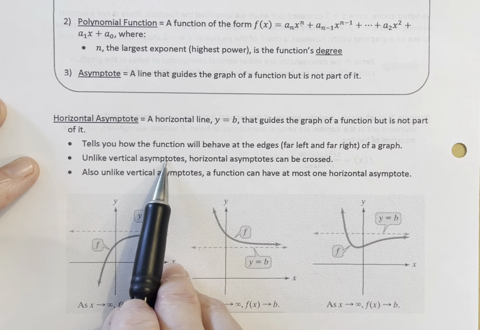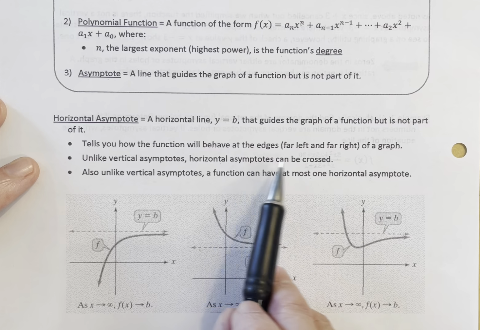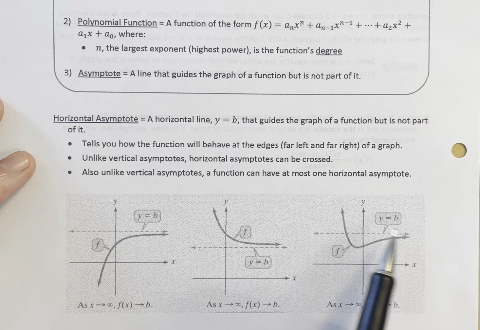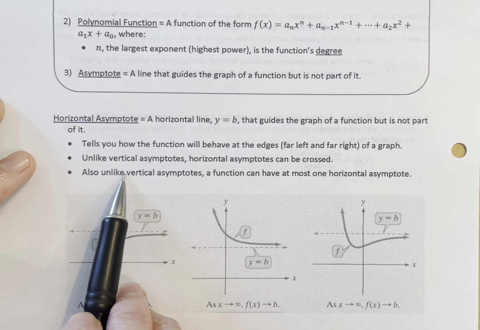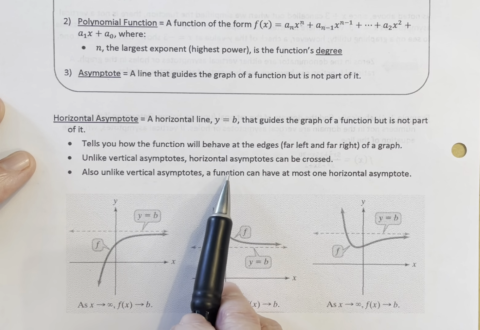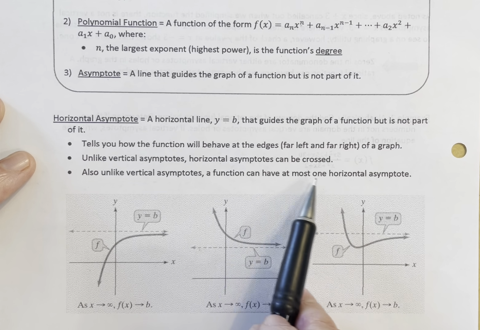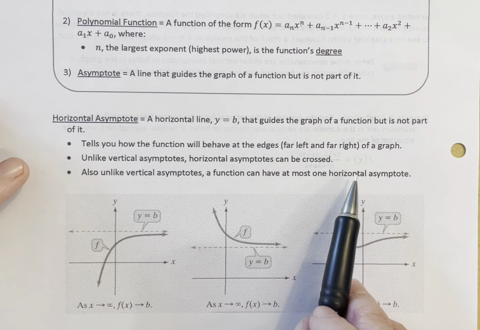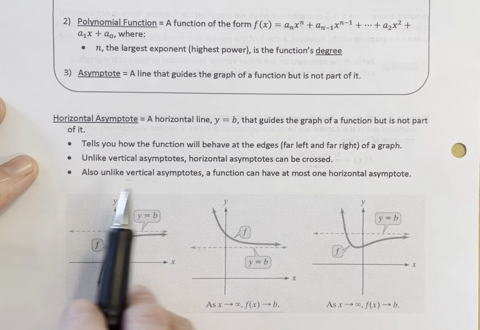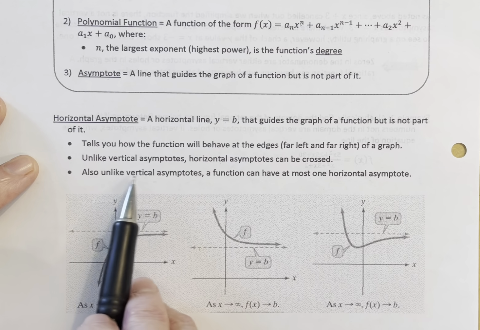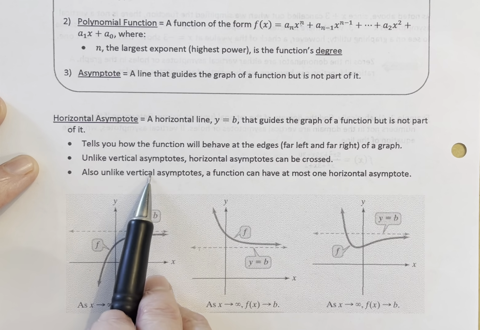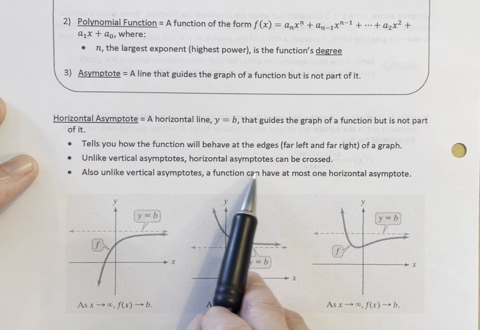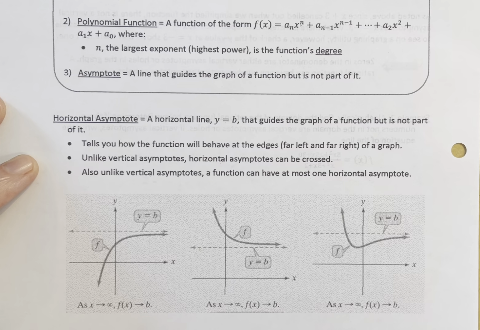Unlike vertical asymptotes, horizontal asymptotes can be crossed, and there's an example of that right here. Also, unlike vertical asymptotes, a function can have at most one horizontal asymptote. We learned that we can have multiple vertical asymptotes, and we can have multiple holes. We can only have one horizontal asymptote.